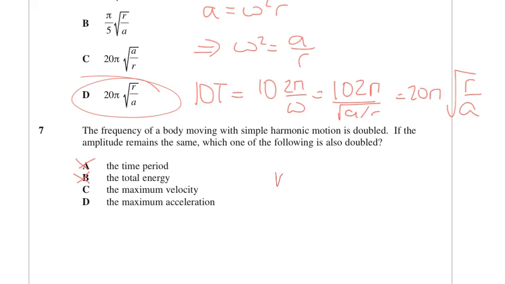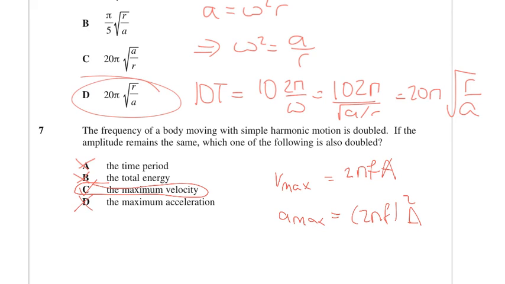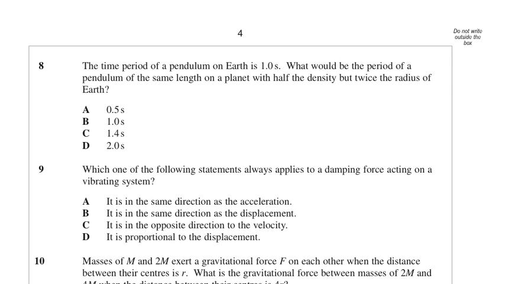So Vmax is given by 2 pi f A. So if you double frequency, you're keeping A the same, Vmax would double, so that one works. Let's just make sure a max doesn't work. That's going to be 2 pi f squared A. So if you double f, you'd actually times by 4, so it's not that one. So it gives you answer C. The maximum velocity will be doubled. So move on to the next question.